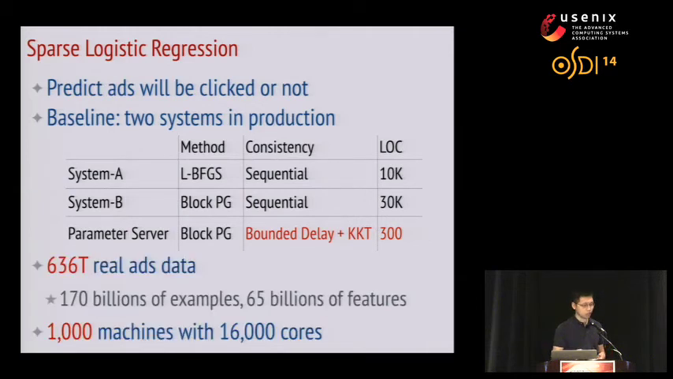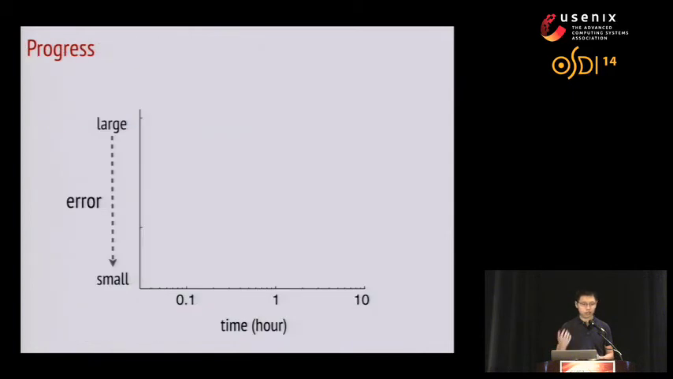To evaluate this system, we collected more than 600 terabytes of real ads data. It contains 170 billion examples and 65 billion features. We evaluate this system using 1,000 machines. This is about 60,000 cores. Here we show the convergence result. The x-axis is the runtime. The y-axis is the error of this model.